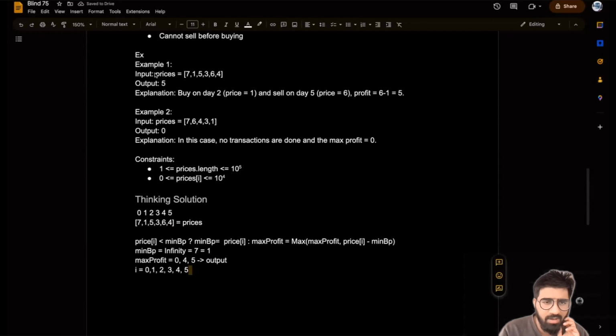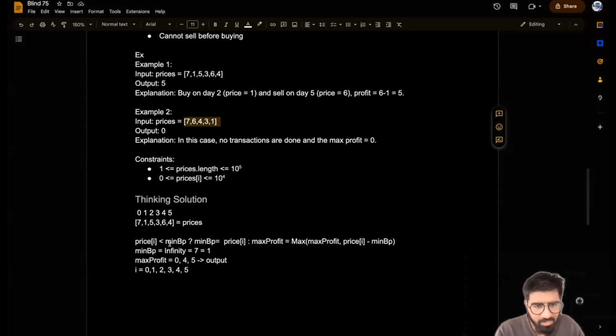In case of example 2, you see the prices keep on decreasing, right? So in a way, I can say I will always keep on updating my minimum buying price, since each price is smaller than the previous price. So only this statement will keep on updating throughout all the iterations, and the max profit will remain as is. So till the last also the max profit will be 0 only. That's why for this example it will give us 0. So this approach seems to work for example 2 also.